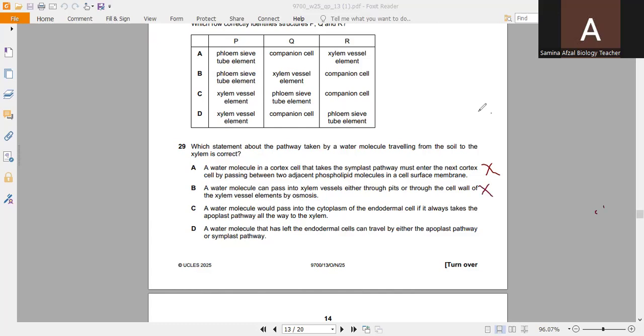Then statement C: a water molecule would pass into the cytoplasm of the endodermal cell if it always takes the apoplast pathway all the way to the xylem. This is also incorrect. If a water molecule takes the apoplast pathway all the way, it moves through cell walls. However, once it reaches the endodermis, the waterproof Casparian strip will block the apoplast pathway, forcing the water into the cytoplasm of the endodermal cell. So it does not bypass this.